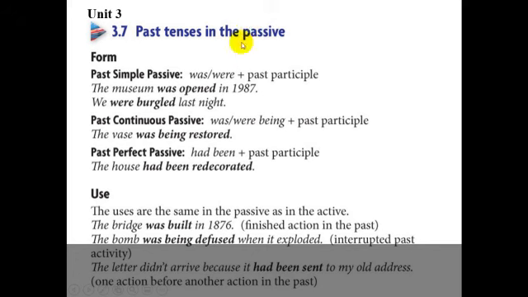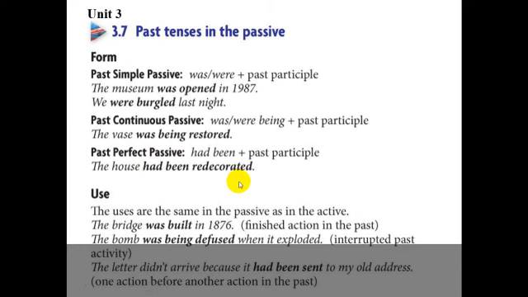So we have three main forms. First, past simple passive, which consists of verb to be, was, were, plus past participle, like the museum was opened in 1987. Second, the past continuous passive, which consists of verb to be, was, were, being plus past participle. The vase was being restored. Third, past perfect passive. This consists of had been plus past participle. The house had been redecorated.